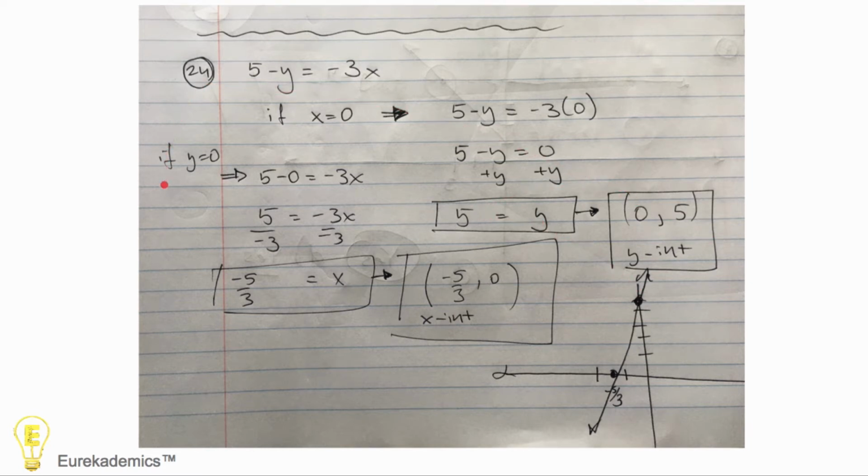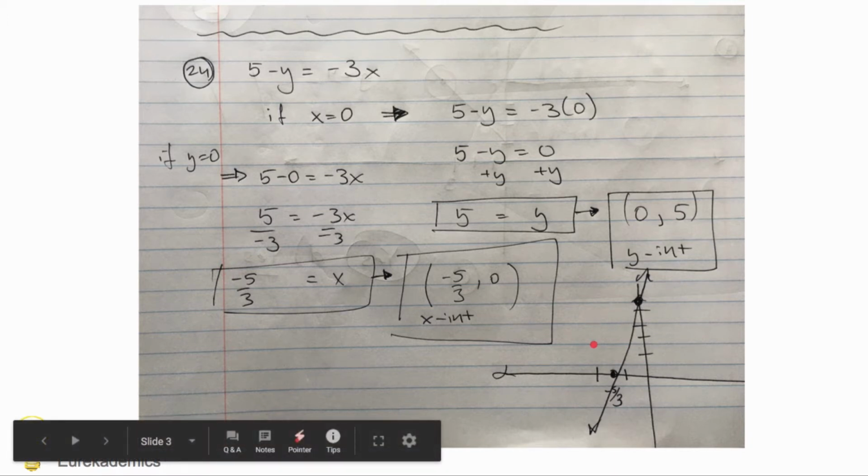Then, part 2, set y equal to 0. We get 5 minus 0 equals negative 3x. Divide by negative 3, we get x is negative 5 thirds. And negative 5 thirds is in between negative 1 and negative 2. Then we plot our 2 points and we graph a line.